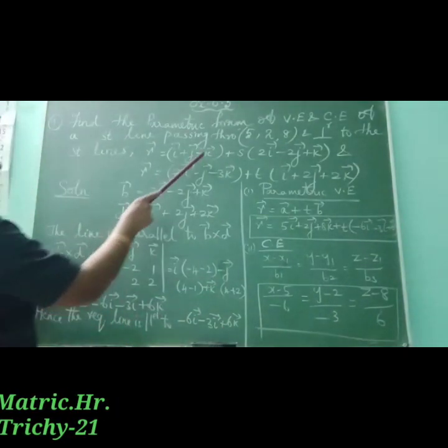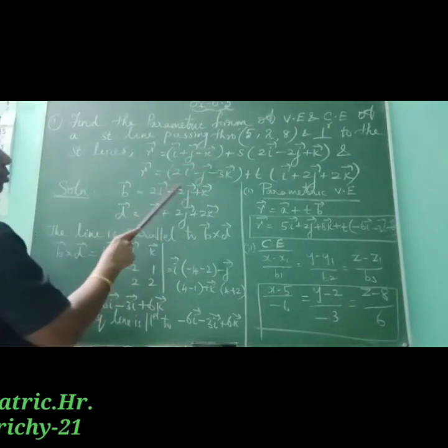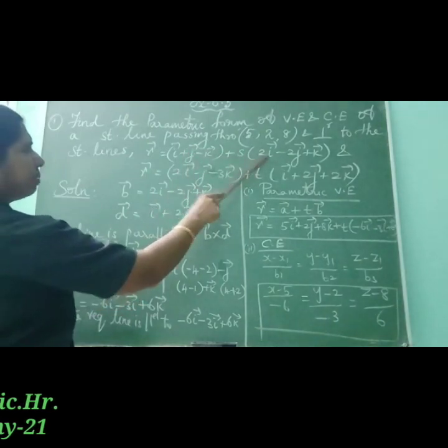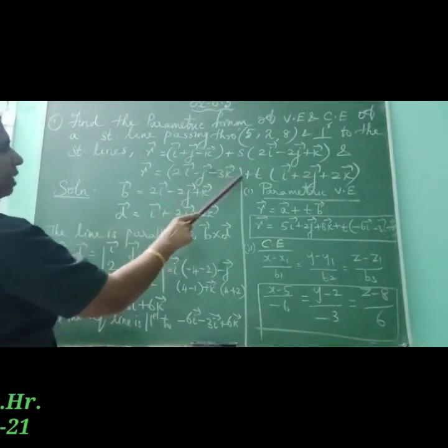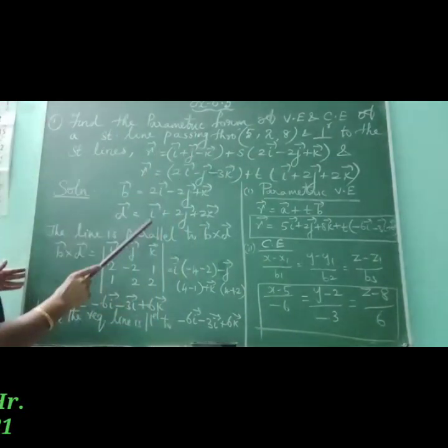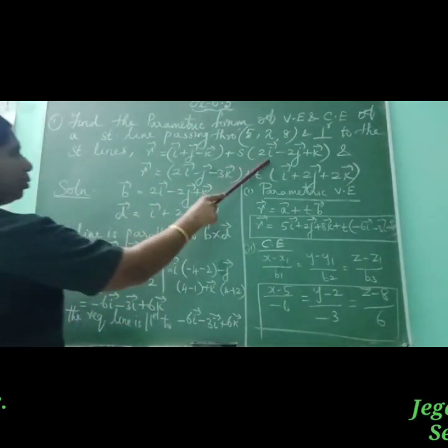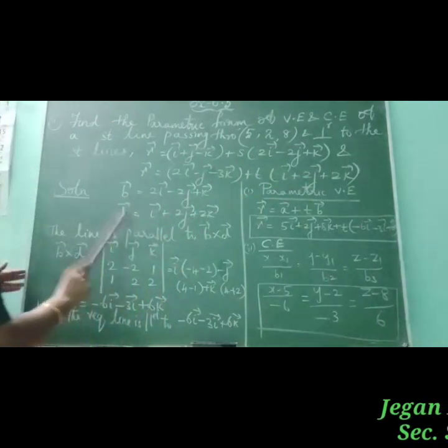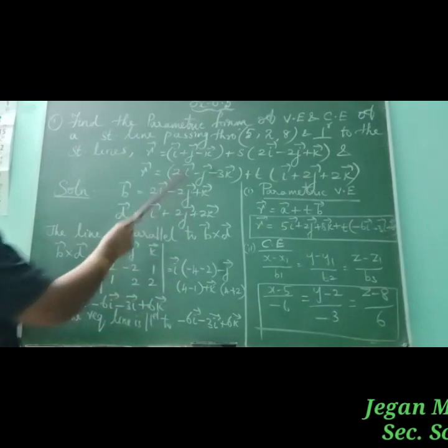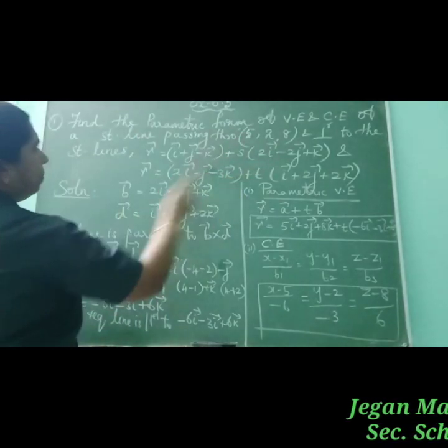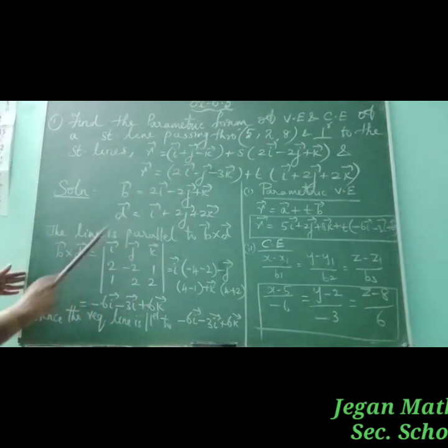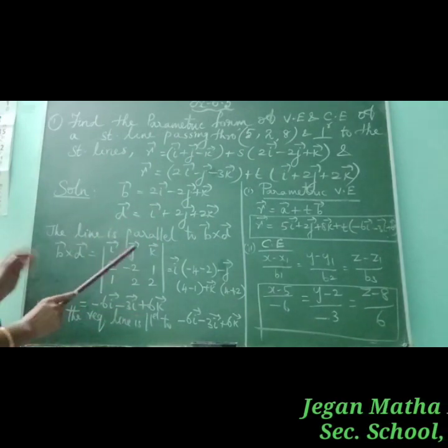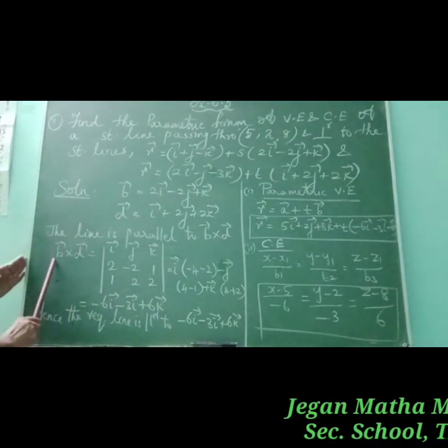So from the perpendicular lines, we can write the two equations, r vector equal to a vector plus s b vector, and r vector equal to c vector plus t d vector. Two straight line equations are there. So we can write 2i minus 2j plus k for b vector and i plus 2j plus 2k for d vector. Since the required line is perpendicular to the straight lines, it is parallel to the cross product of these two vectors. So first we have to find the cross product of b and d.